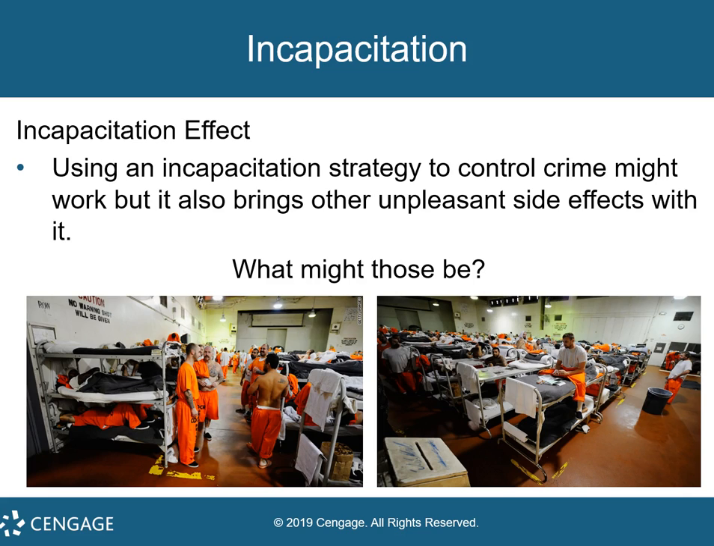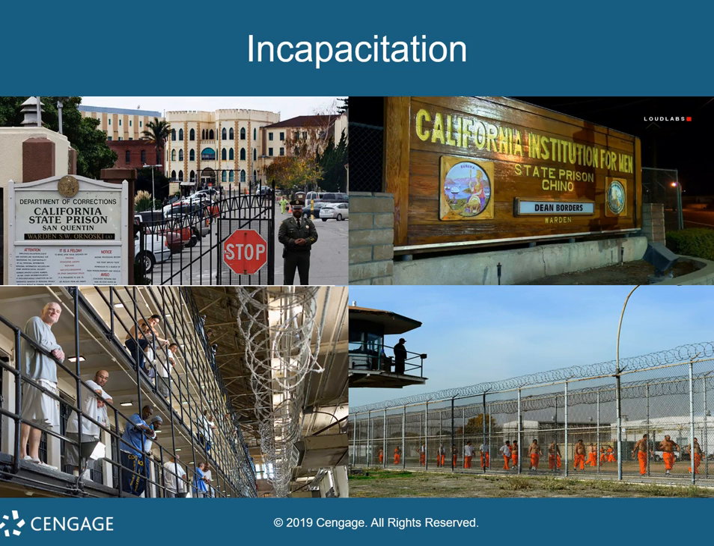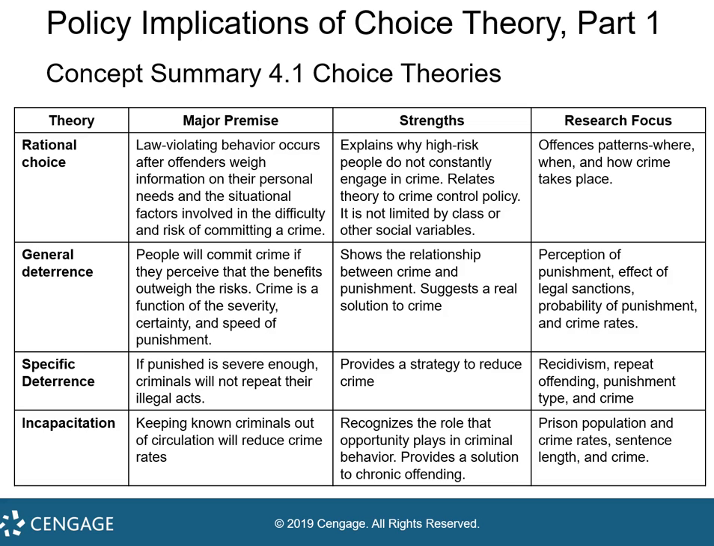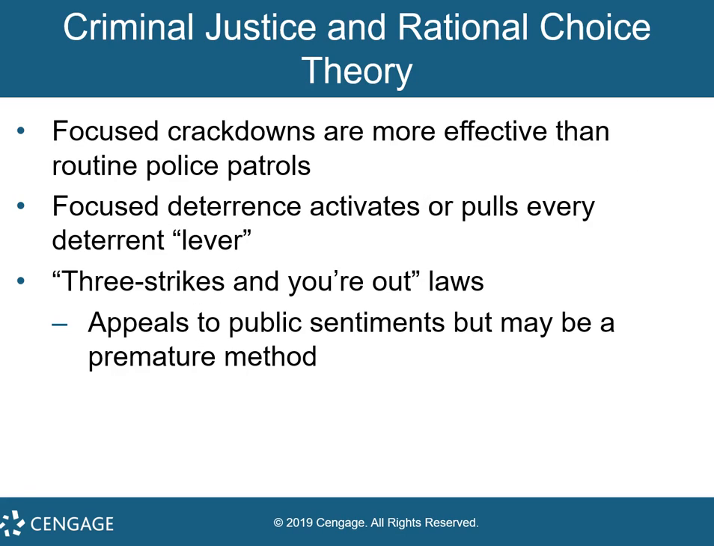The effect itself is using an incapacitation strategy to control crime. It might work, but it's also going to bring some other unpleasant side effects. And we kind of know some of the arguments, and there's not a lot of evidence that supports that this effect is going to be overridingly good, where it's going to work all of those times. Okay, so I know I moved through it kind of quickly, and I gave you a chart here as well that talks about rational choice, the major premise, the strength, and the focus. Same with deterrence, same with specific deterrence, and then finally incapacitation.